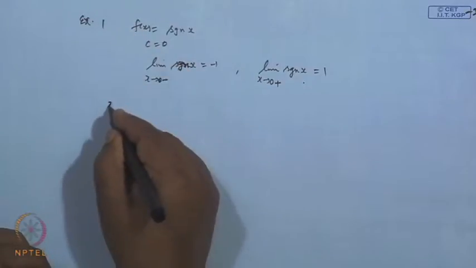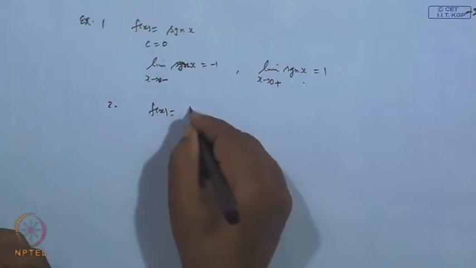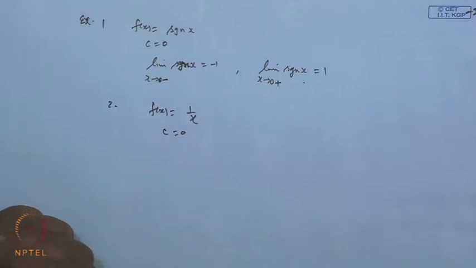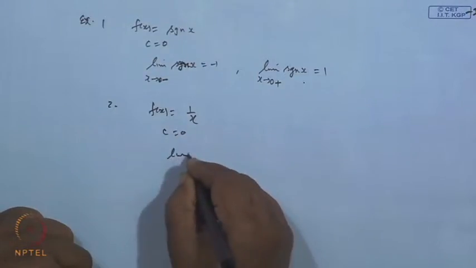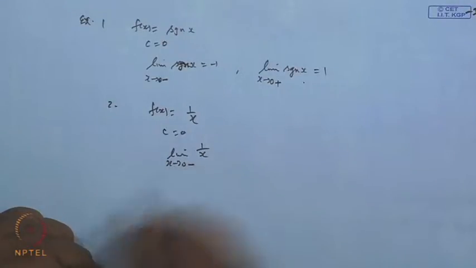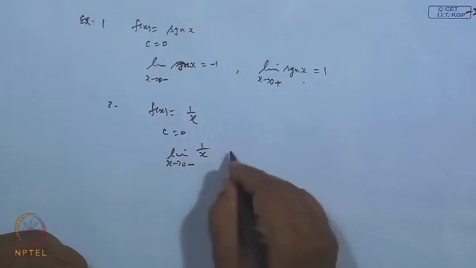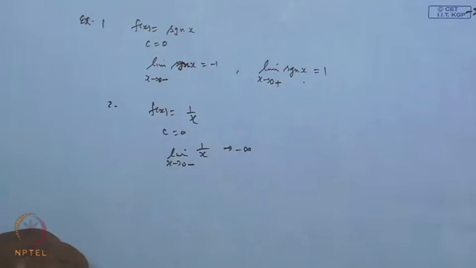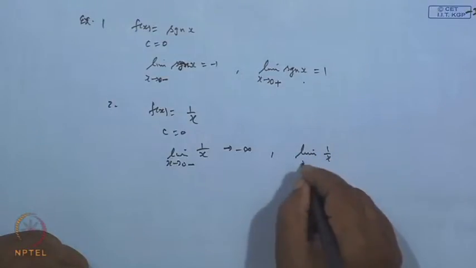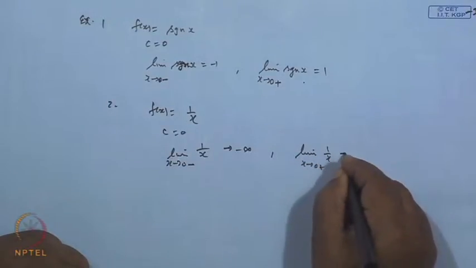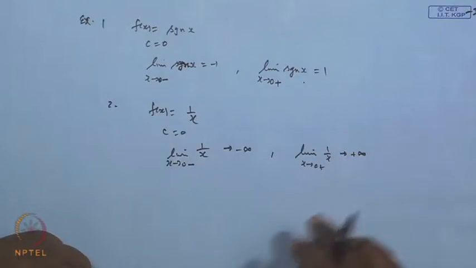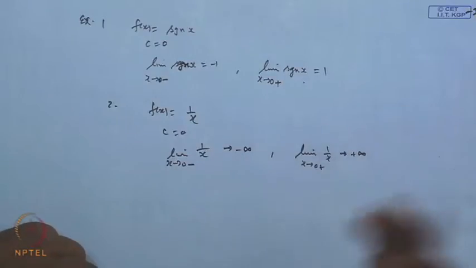The second example: if I look at the function f x which is 1 by x, then when c is the point 0, the limit of 1 by x when x tends to 0 minus goes to minus infinity, and the limit of 1 by x when x tends to 0 plus goes to plus infinity. So, the limit does not exist here, of course, and they are different, they diverge.